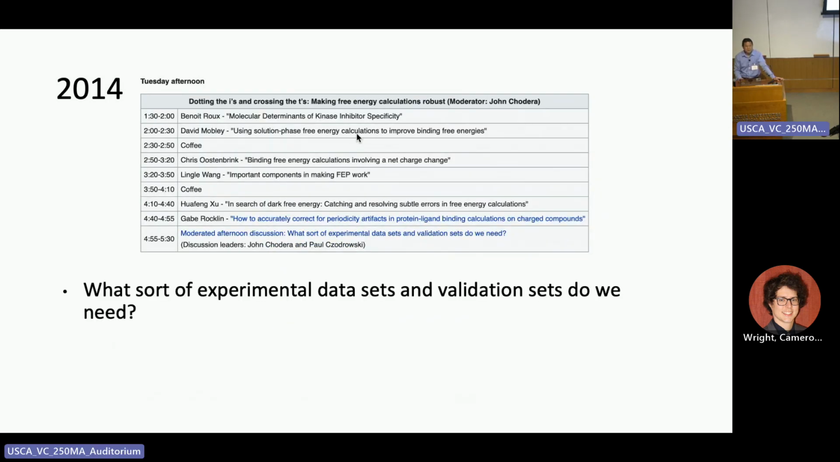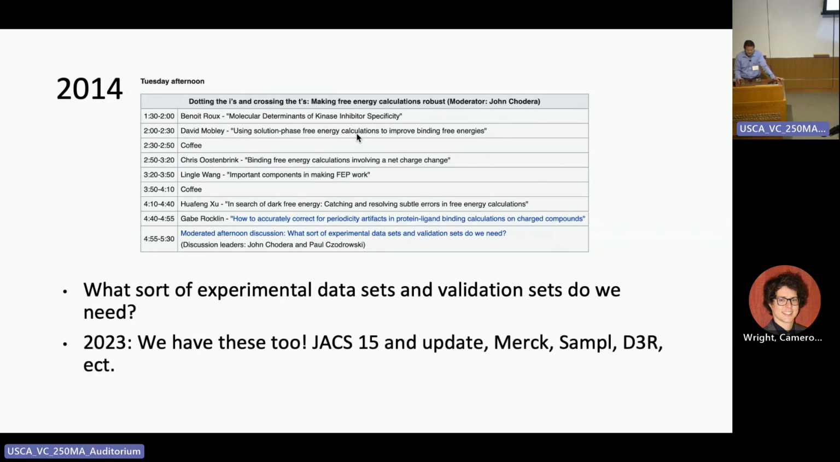And then what kind of experimental validation do we need? Because people were just picking out their own data sets and saying, hey, this looks good on this data set, so this is a good method. Well, we have these now. We have the JACS 15 set. We have this update that I heard about yesterday, and then the controversially named Merck set. Well, there's also been SAMPL and D3R and other efforts out there. So yeah, we've come a long way, and again, there are limitations to these sets. Maybe they're too hard in some cases, but I thought it'd be good to recognize that we're not in the same place we were, and it didn't have to be that way.